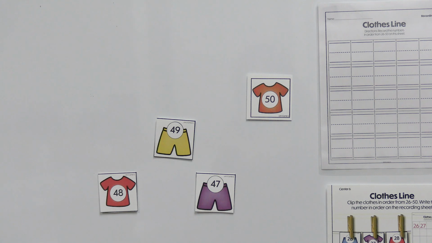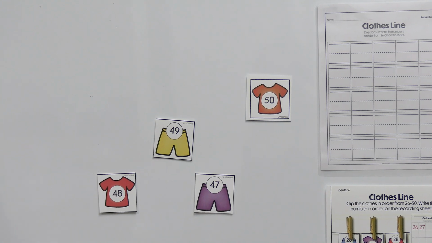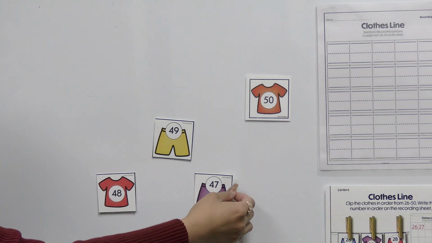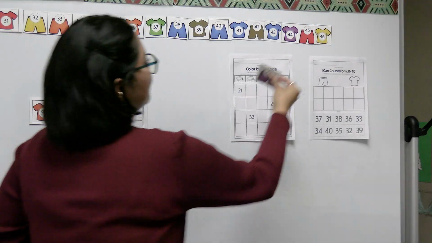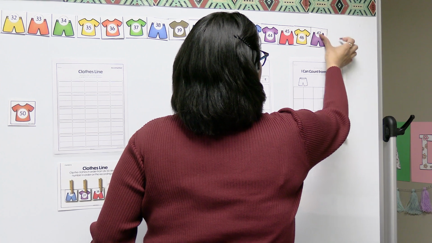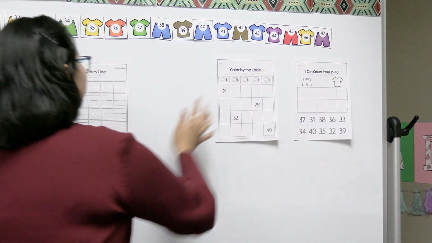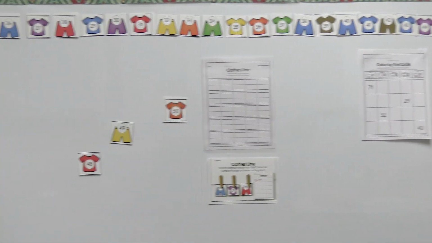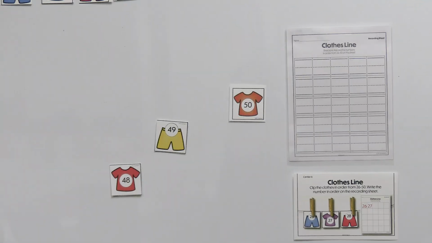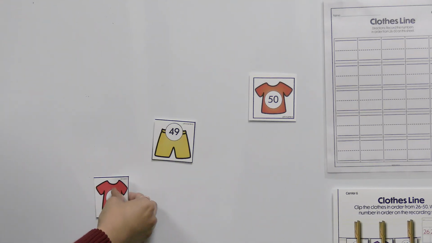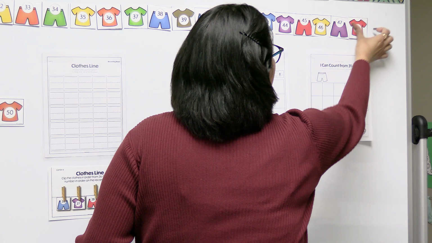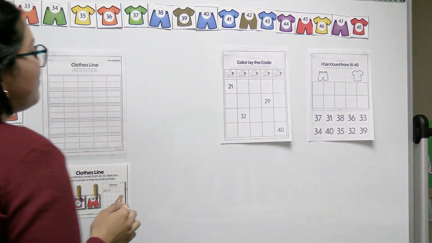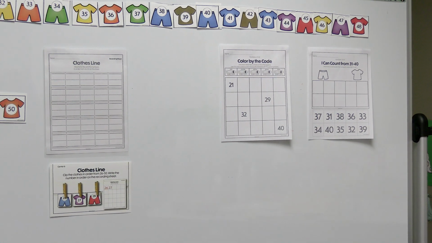What comes after 46? 47. So we have 47 right here on some purple shorts. Number 47. And then we can place it next. So we have 47. Let's look for 48. See 48 right here on a red shirt. Number 48. And then we'll place it next to 47. Okay, so we have 48.